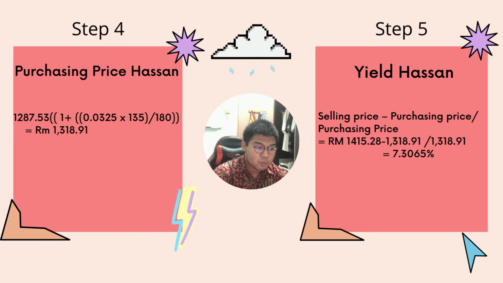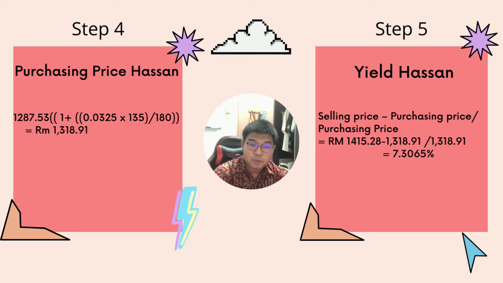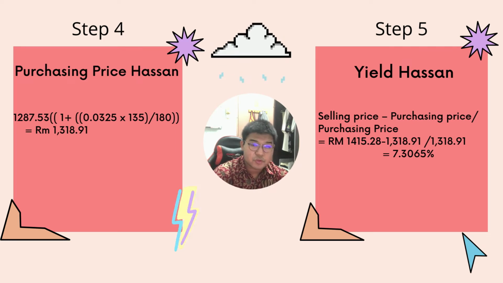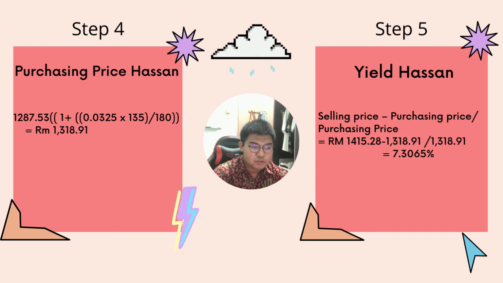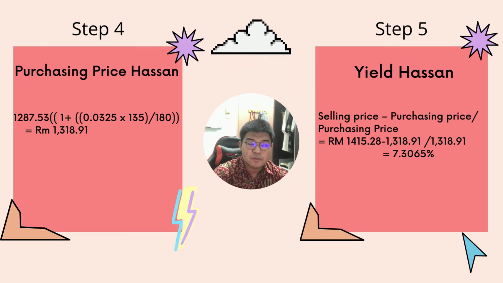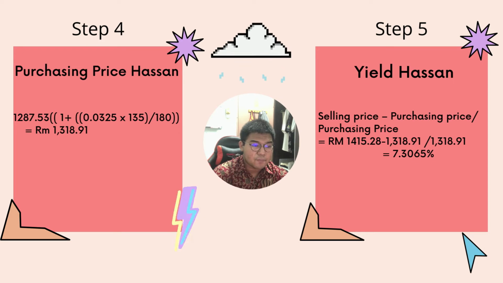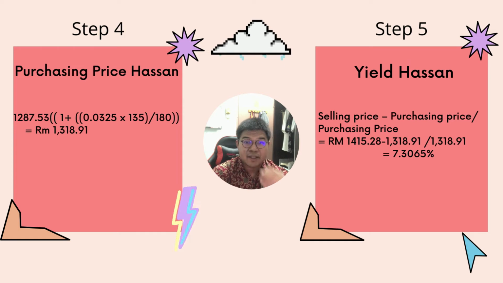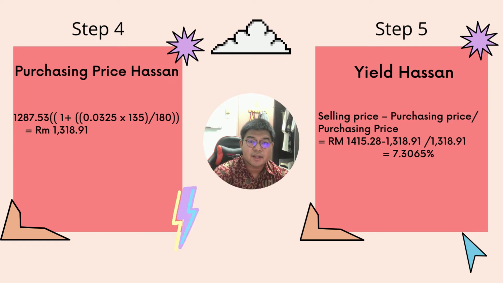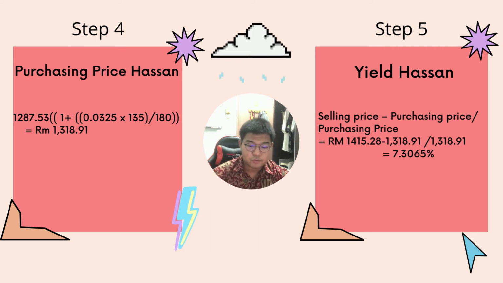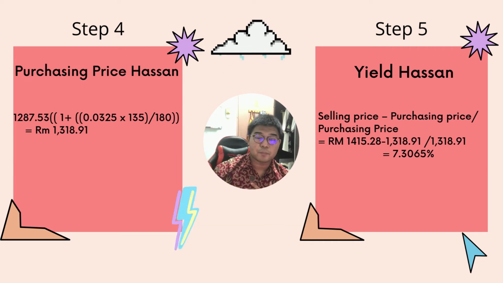1287.53, open bracket, open bracket, 1 plus open bracket 0.0325 times 135 close bracket divided by 180 close bracket and close bracket. So the final figure we will get is RM1318.91. Let me state earlier, I forgot to mention, how do I get 0.0325: I divide the yield, which is the 6.5% just now.